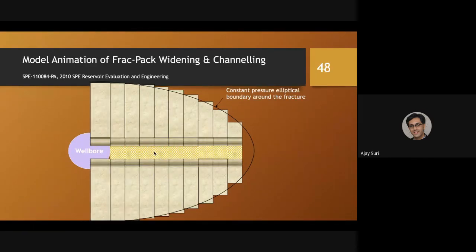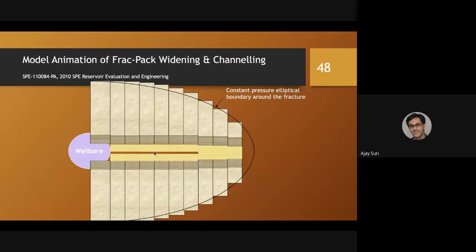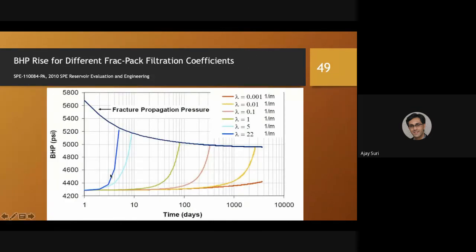So basically the model reflects a channeling within the previous fracture, that once the injection pressure starts to increase, then the minimum stress, and we get channeling, and that's how I was able to model and predict how robust these are. And they're pretty robust because they are already fractured wells, so they can take in a lot of solids inside. So you can see the bottom hole pressure rise in these frac packs can go up to thousands of days before they reach to initiate channeling even, and depending on the filtration coefficient.